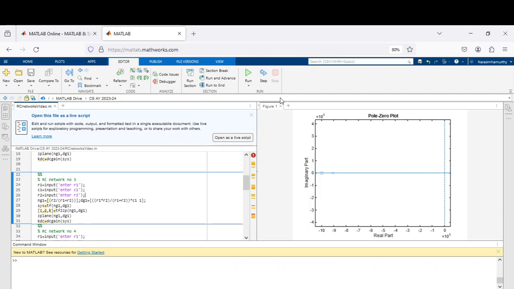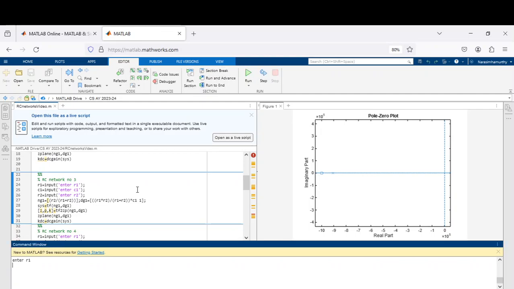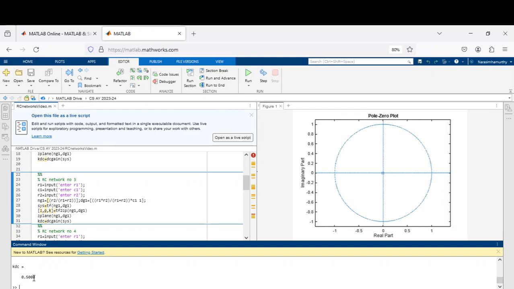Now let me come here and run. Okay, it's taking some time. Sometimes servers are slow. We are here. Let me run this. Now let me take it as 1000. This has 1 micro, 1E-6. This is again 1000. So this should end up with a DC gain of 0.5. You can see the DC gain is 0.5.